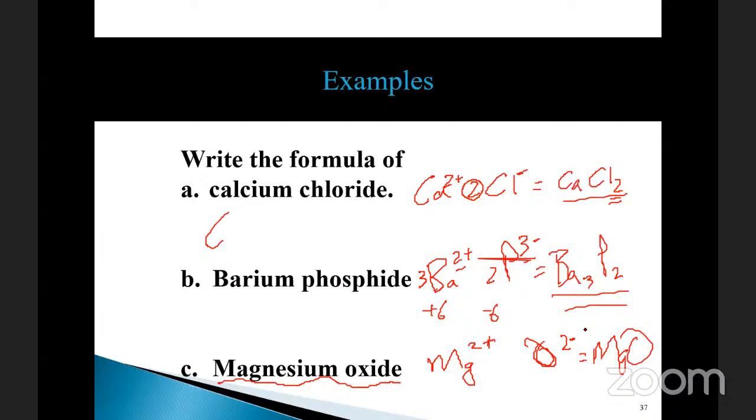So that's basically how you would determine the formulas based on their names. And if you understand that, then you should also be able to do the reverse. If you're given the formulas, then you should be able to determine what the names of the compounds are. All right? Okay, so that's basically how that is done.